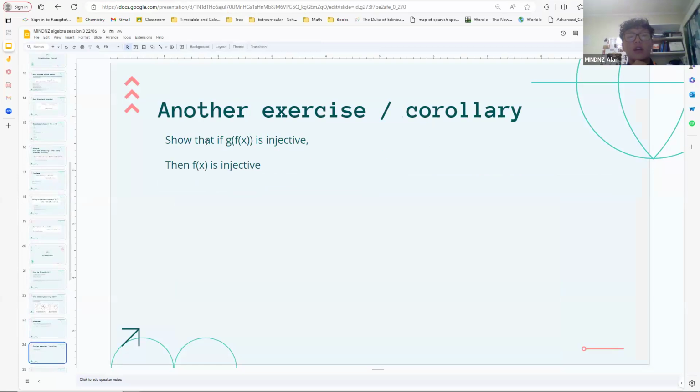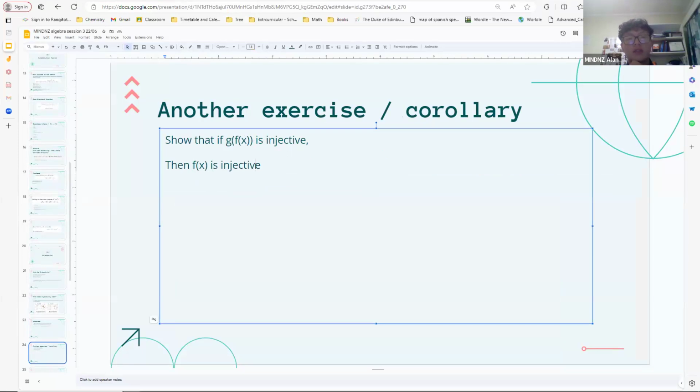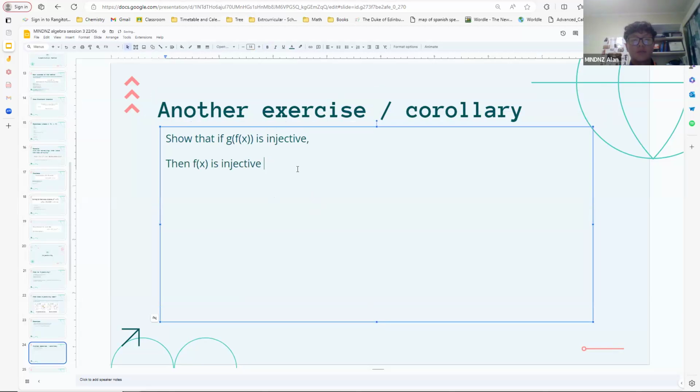So similarly, show that if g of f of x is injective, then f of x is also injective. Can you guys tell me in chat? I'll give you guys 10 seconds to think about this. So what is another way to think of injectivity? It basically tells us that if a is not equal to b, then f of a is not equal to f of b, right?